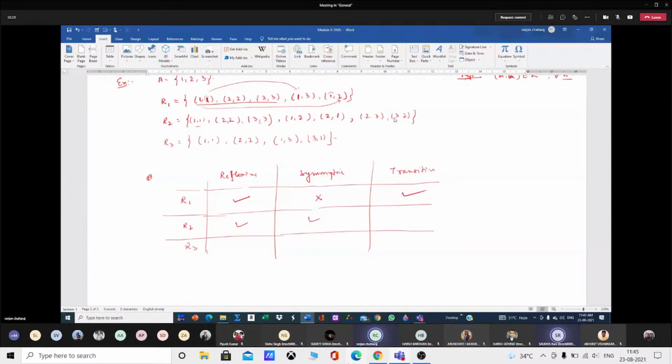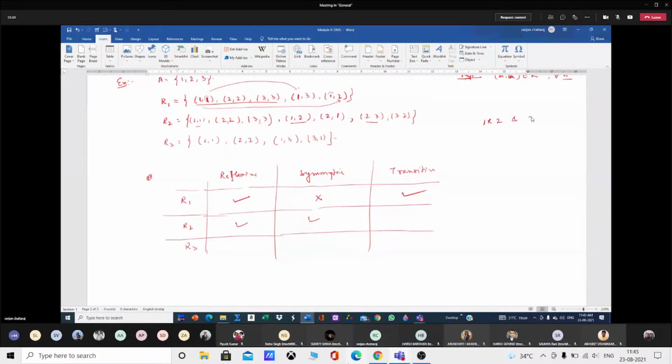You see here this one and this one. One is related to 2 and 2 is related to 3. Is 1 related to 3? No, sir. So it is not transitive.